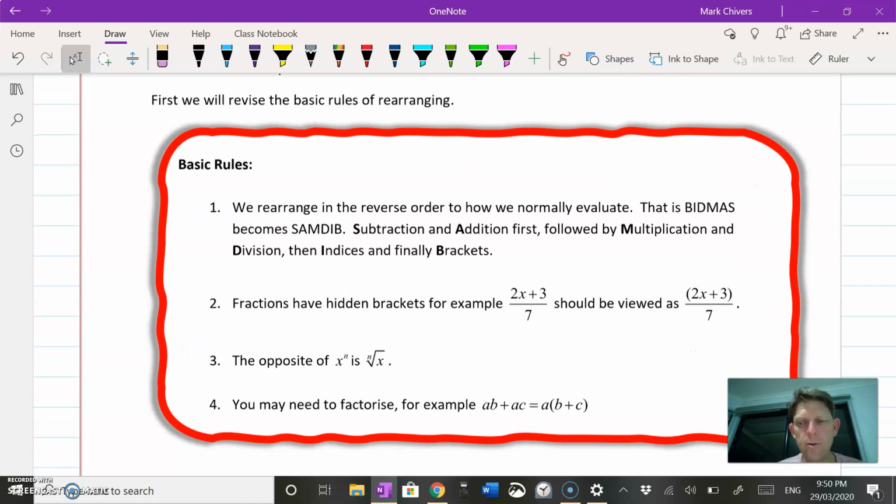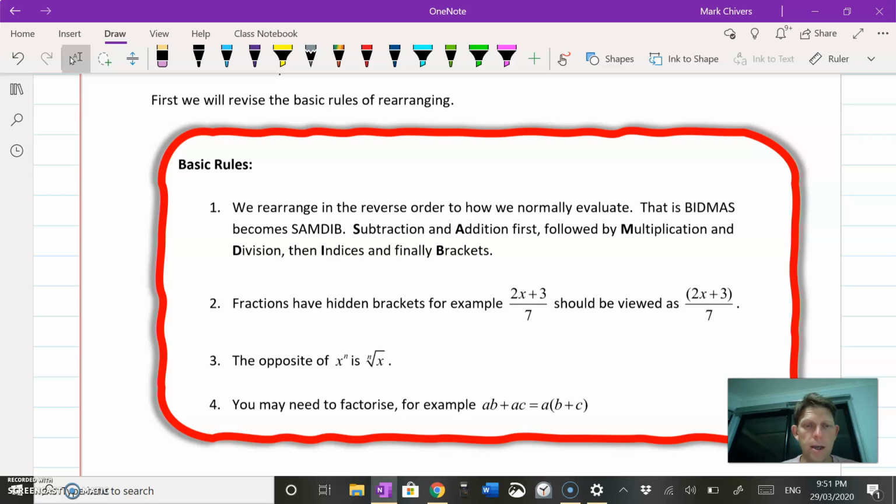So some of the stuff that we're doing here, we've been doing all year, which is just how to rearrange an equation to change the subject. So we just do everything in the backwards order that we normally do order of operations. So if you use BIDMAS or BODMAS, think of it the other way. I think of it as SAMDIB. So you try and break apart subtraction and addition first, and then go through multiplication and division, and then indices, and finally brackets.